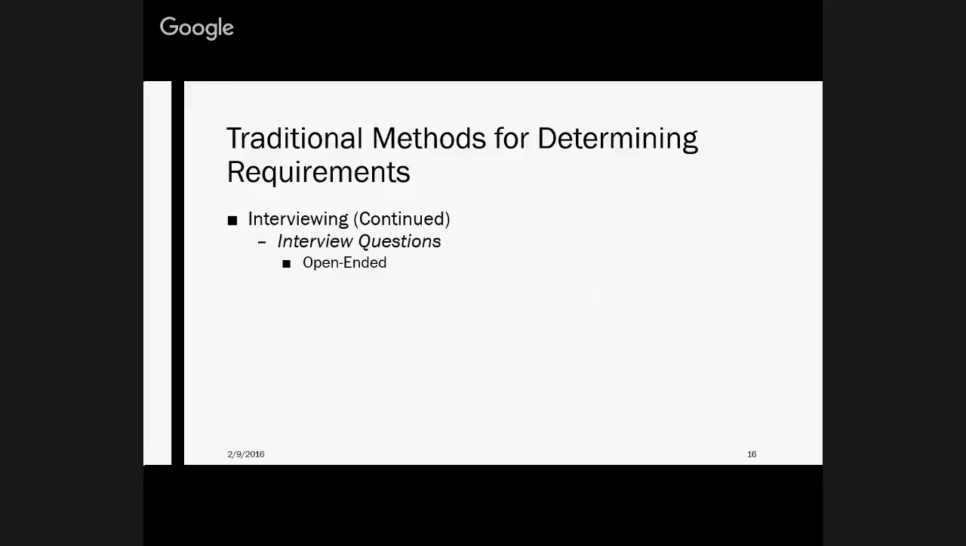What feature would, or what is the number one thing that would improve your interaction with this process? That lets them talk, right? If you say, do you think it would be better if the system did this? And they say yes or no, you're not getting that much information out of it, right? So the open-ended lets them kind of go.